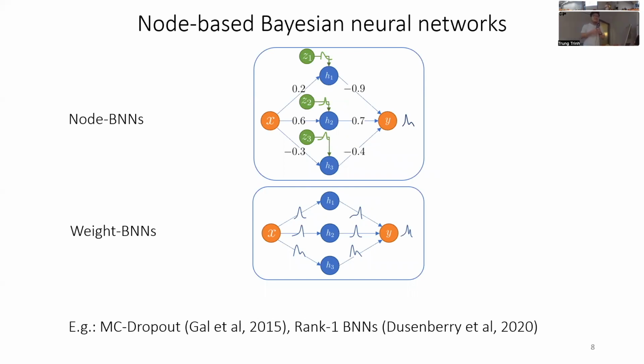Recently, there is an alternative to Bayesian neural networks called node-based Bayesian neural networks. In node BNNs, we introduce stochasticity in the output of the model by multiplying each node in the neural network with a latent random variable, instead of inducing stochasticity over the output by considering the weights and biases as random variables. Here we consider weights and biases as fixed parameters, but we introduce some latent random parameters into the model. An example is MC dropout, which uses Bernoulli random variables, or rank-1 BNNs, which use a mixture of Gaussian random variables.